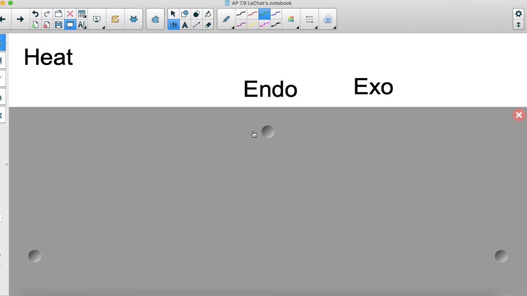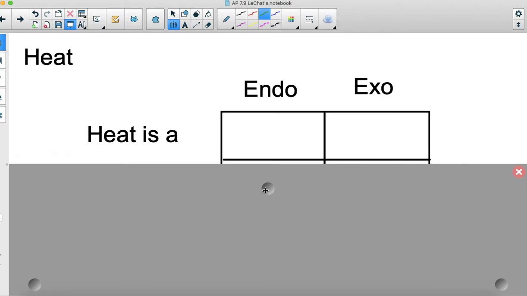Activate that part of your brain. Endothermic. What did that mean vis-a-vis heat? Okay. If it is endothermic, heat is a blank. Or if it's exothermic, heat is a blank. Fill that in. Think. Use brain.